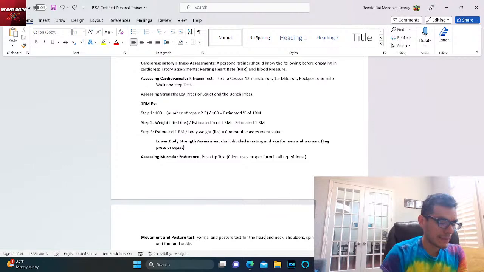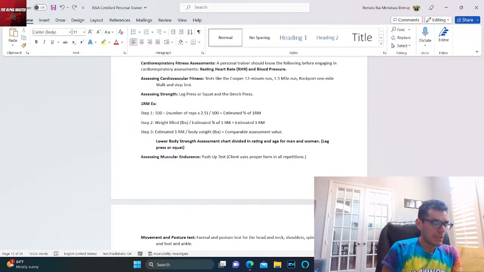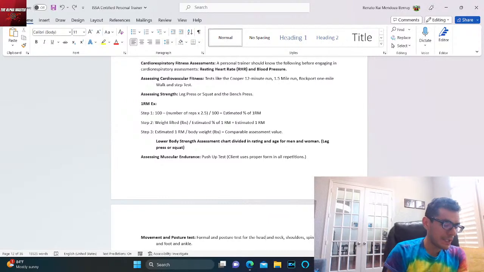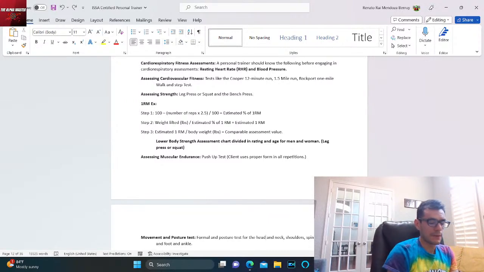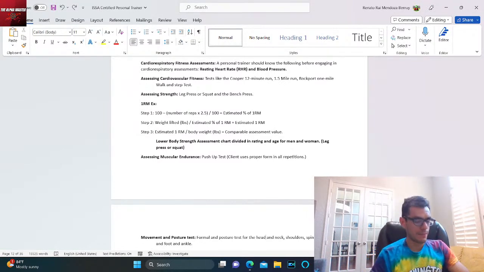Finally, for the comparable assessment value, you divide that weight by the weight of the female, which is 142 pounds. The 65 pounds was the weight she bench pressed 6 times, for an estimated one repetition max bench press of 76.47 lbs. So 76.47 lbs divided by 142 is about 0.54, which is the comparable assessment value.